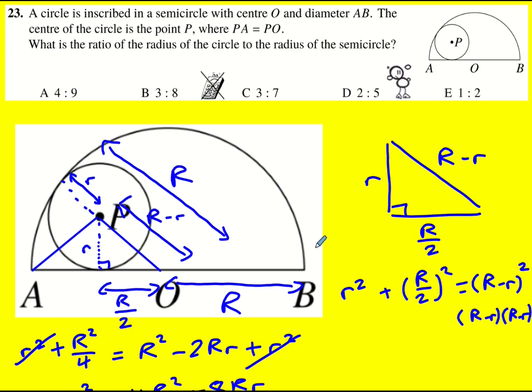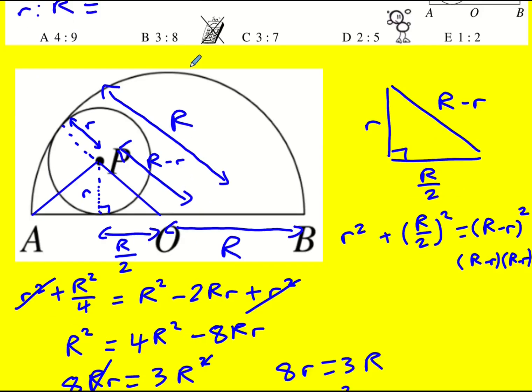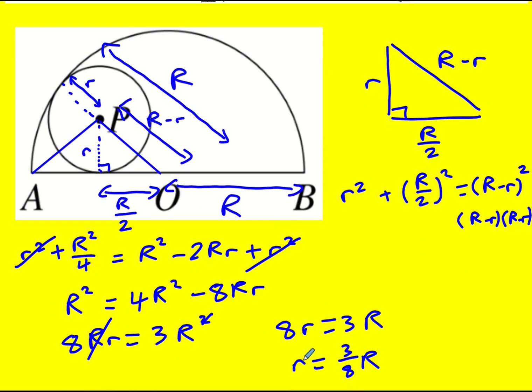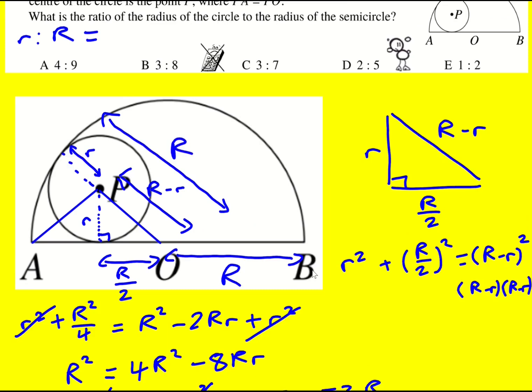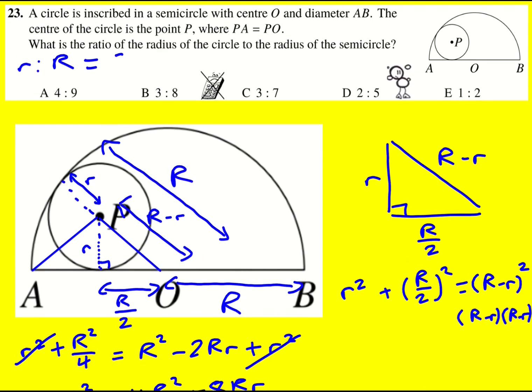Now, we're interested in the ratio of the radius of the circle, so that's the small r, to the radius of the semicircle. So what we could do is just substitute in for little r, 3 over 8 R, or vice versa. So this is going to cancel down to 3 over 8 to 1, 3 to 8.